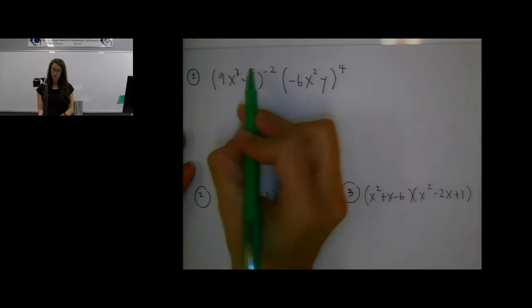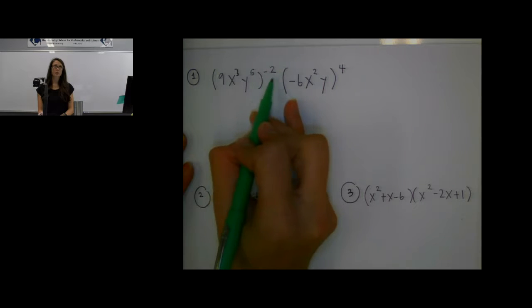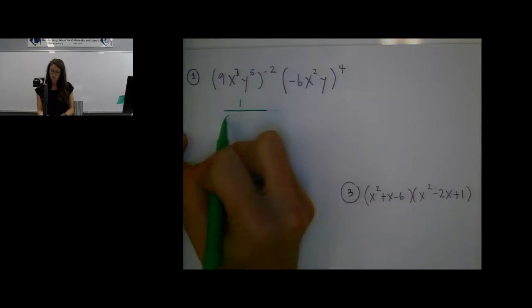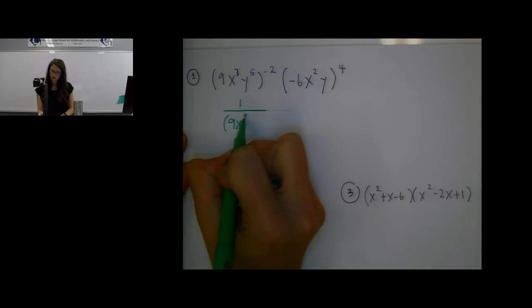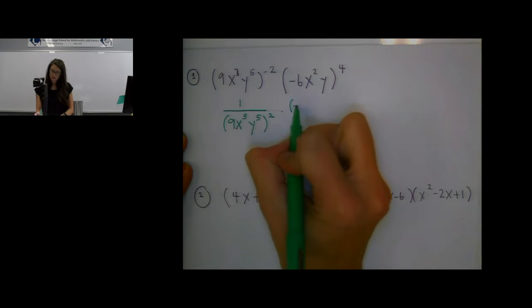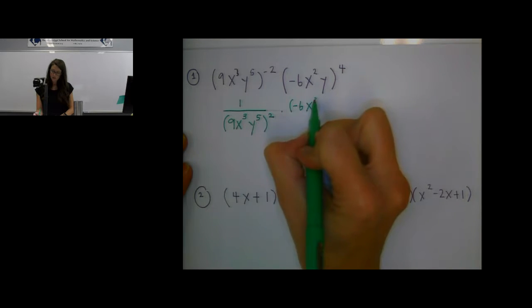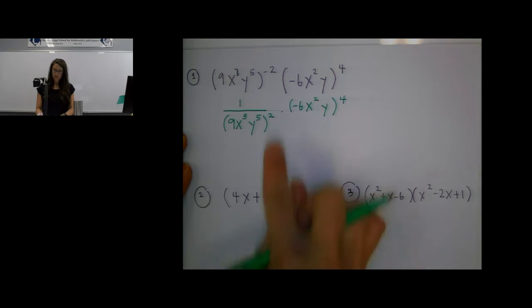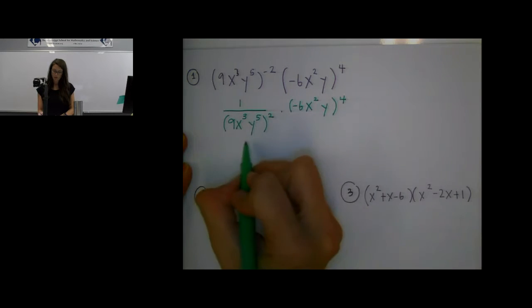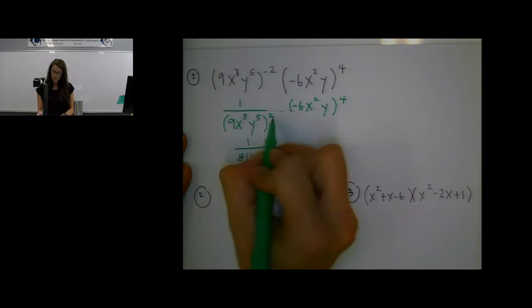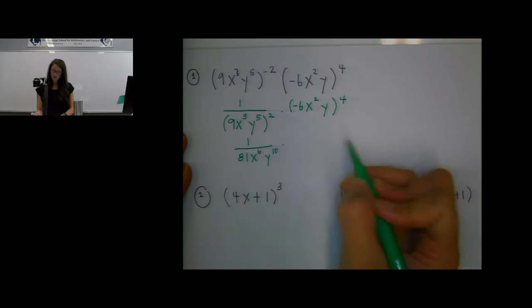Okay, so before I do anything, I want to go ahead. This is something raised to the negative 2. So this would be 1 over 9x to the third, y to the 5th, all of that squared. And then this will be times negative 6x squared y, all of that to the 4th power. So this will be 9 squared, which is 81, x to the 3 times 2, which is 6, and y to the 5 times 2, which is 10.